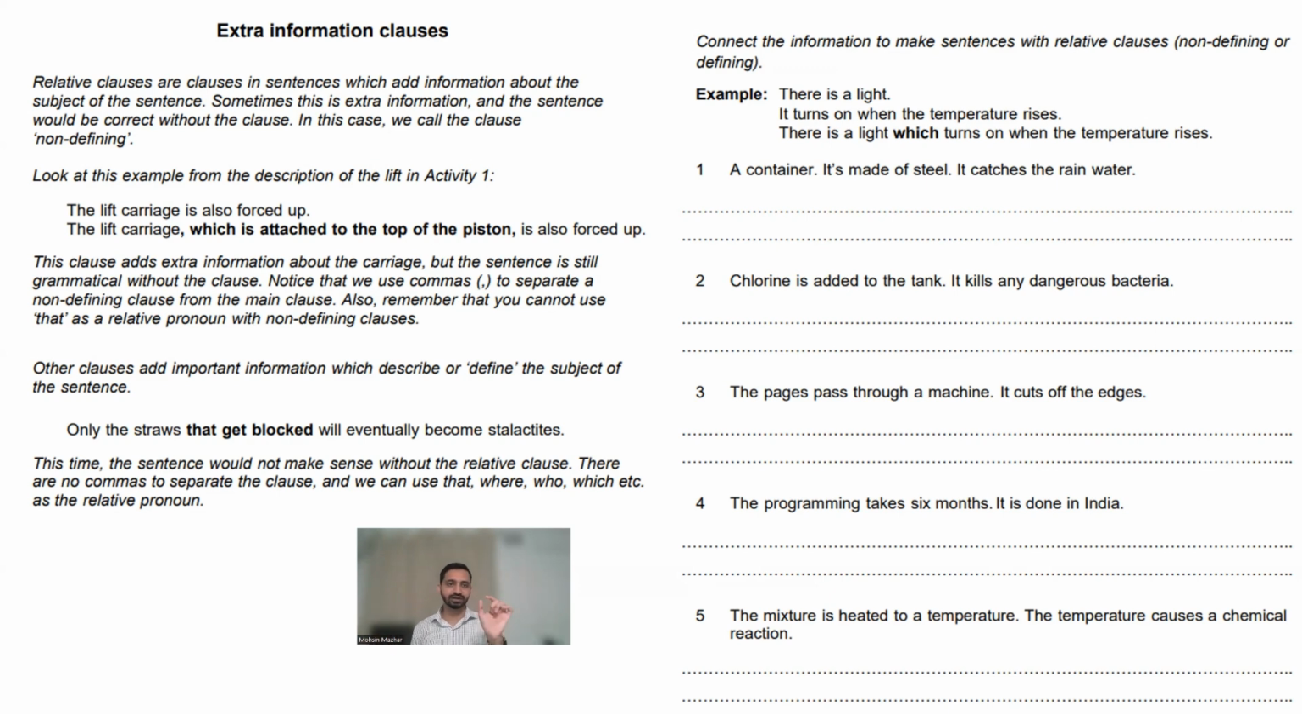All right, so it's very important that if you're writing a non-defining clause like this one here, "which is attached to the bottom of the piston," notice that we use commas at the start of the clause. So you can use "this lift carriage," then comma, and then you would use "which is attached to the top of the piston." Okay, so you'll have to use it like that to separate a non-defining clause from the main clause. For a defining clause, you don't need the comma. So always remember that.